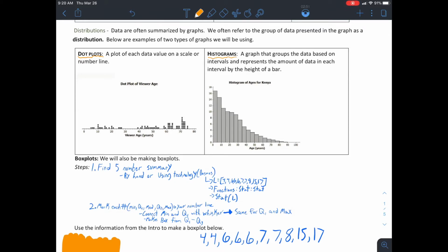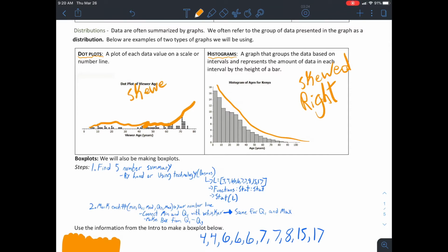Let's take a moment and look at this histogram. If you trace this histogram, it seems like it's skewed right because most of our data is heavier on the left. So skewed right and left is the same for box and whisker plots as it is for histograms, dot plots, etc. If we looked at this one and we traced over its distribution, it looks like it's heavier on the right. So this one would be skewed left.